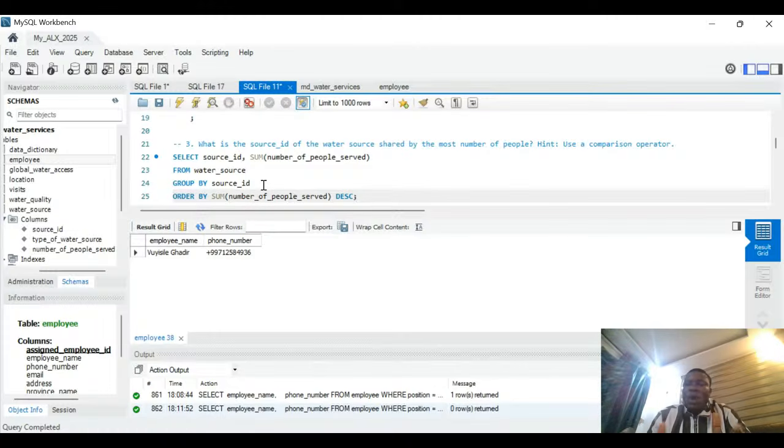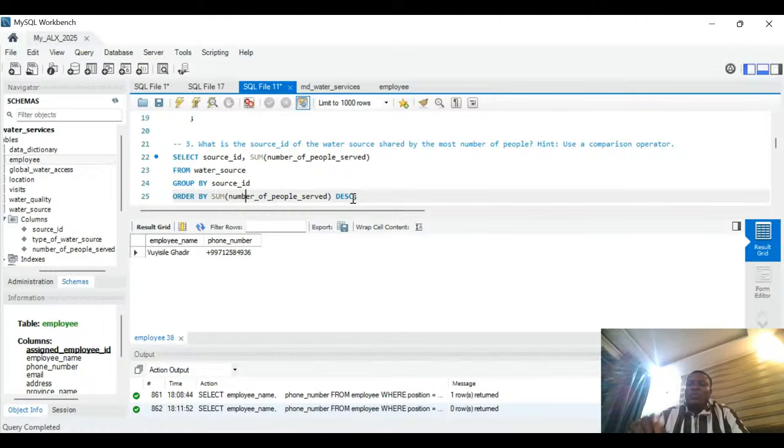You can ignore that and go straight away and look for, which means that you can look at only the sum of number of people served and so on and so forth, and you will still have this answer. Now, I have grouped them by the source ID, and then I order it by the sum. So I order the results by the sum of the number of people served.